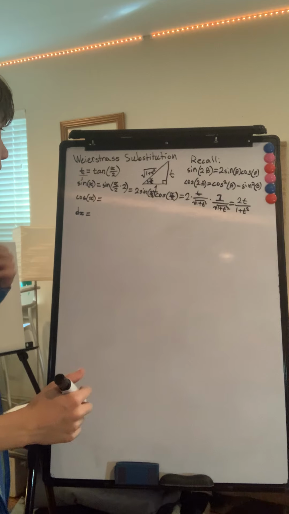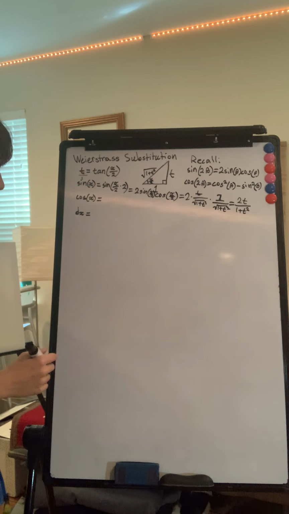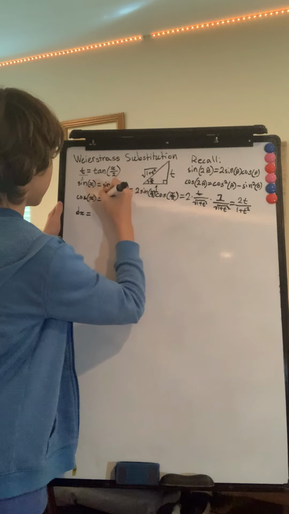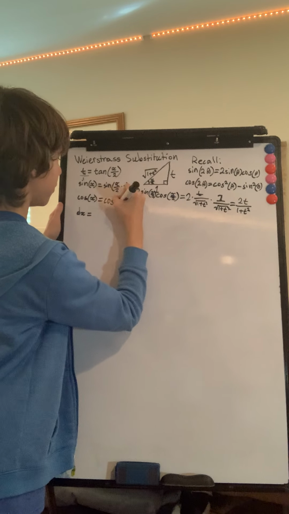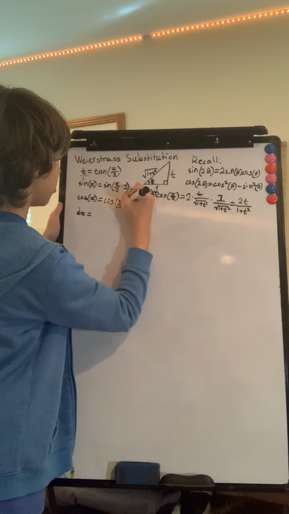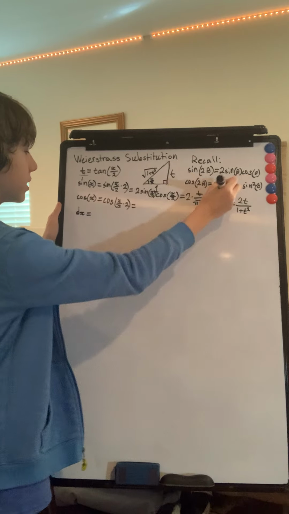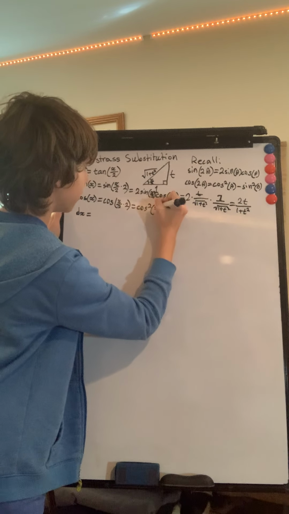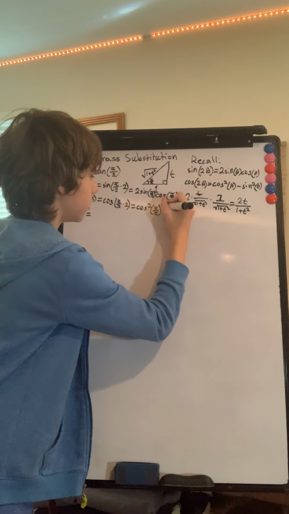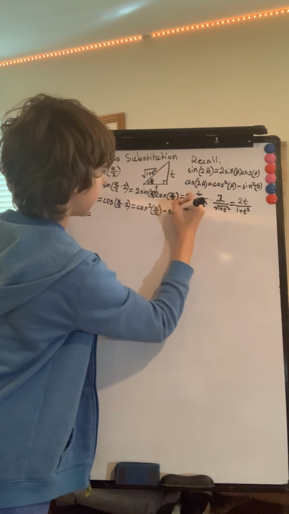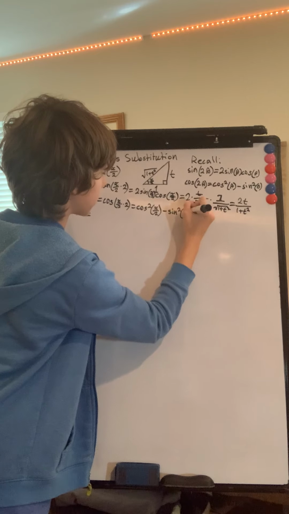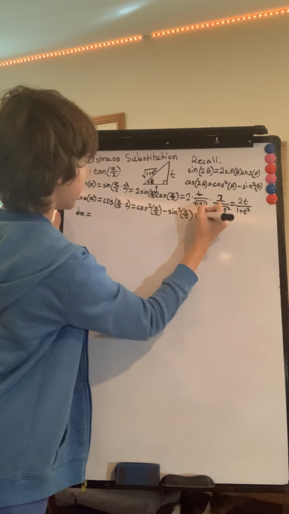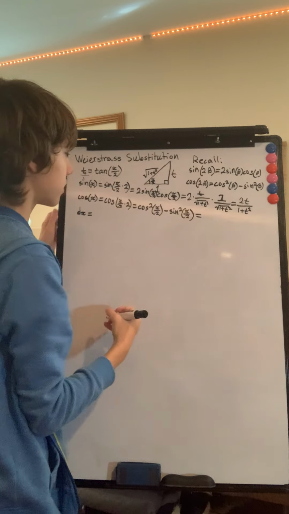This just becomes, and we can split this up in the same manner. We just get x over 2 times 2, which is just plugging this in. We just get cosine squared of x over 2 minus sine squared of x over 2. And we've already calculated sine and cosine of x over 2.